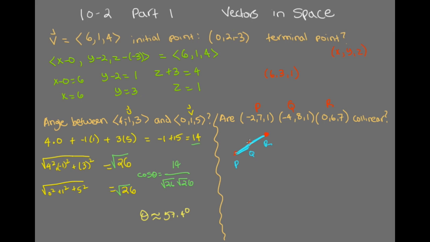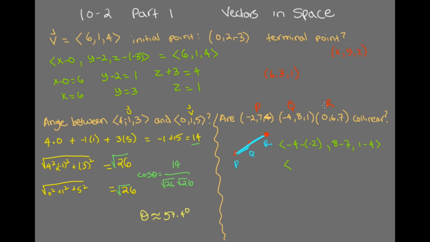Basically, we will find that the angle between them is 0, or the vectors are parallel to each other if you put them in component form. So let's just do that. We'll make a vector PQ and a vector PR, and then we'll see if there is no angle between them, or if they are parallel, and that will tell us that they are collinear, or they all lie on the same exact line. So putting it in component form, that's just going to be negative 4 minus negative 2, 8 minus 7, and finally 1 minus 4.